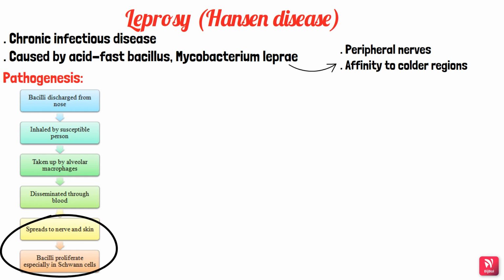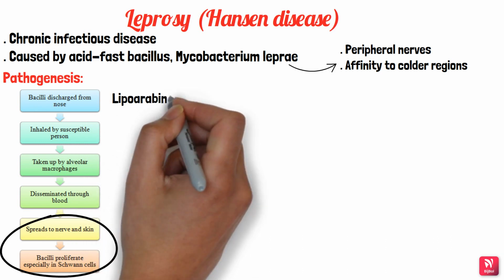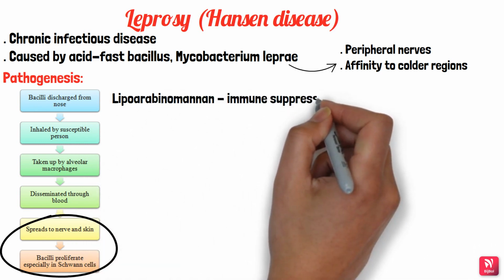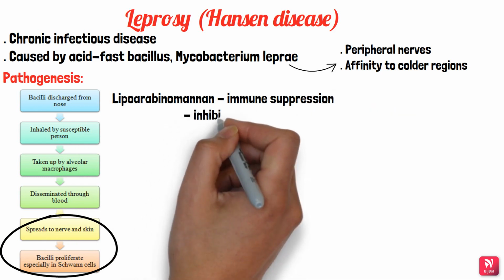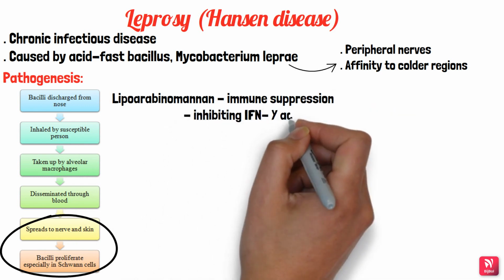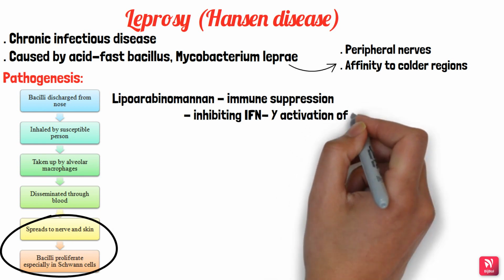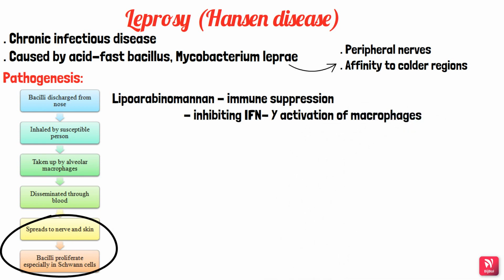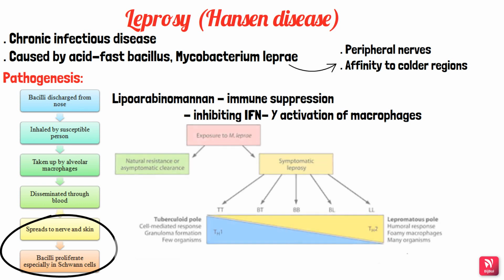So while I am telling you this, as alveolar macrophages are taking up the bacilli, why are these alveolar macrophages not killing the bacilli? Why? Because in the cell wall of the leprae bacilli, they contain lipoarabinomannan, which causes immune suppression. That is, by inhibiting interferon gamma activation of the macrophages, they are producing immune suppression. That is why these bacilli only replicate but won't die within the macrophages.